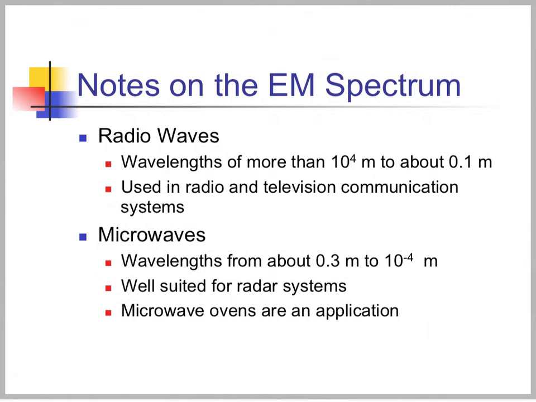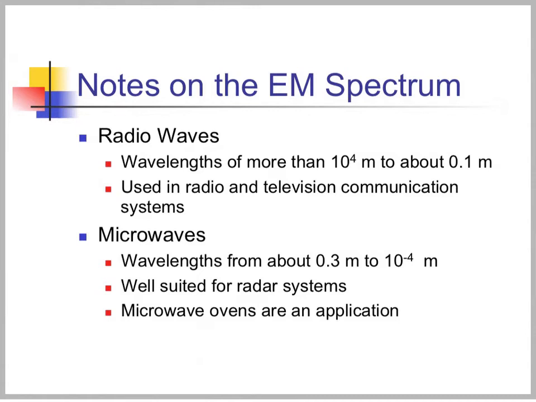So, radio waves have wavelengths more than 10 to the 4th meters to about 1/10 of a meter. We use those in radio, television, communication systems. Microwaves go from about 0.3 meters to 10 to the minus 4 meters. They're used a lot in radar systems.